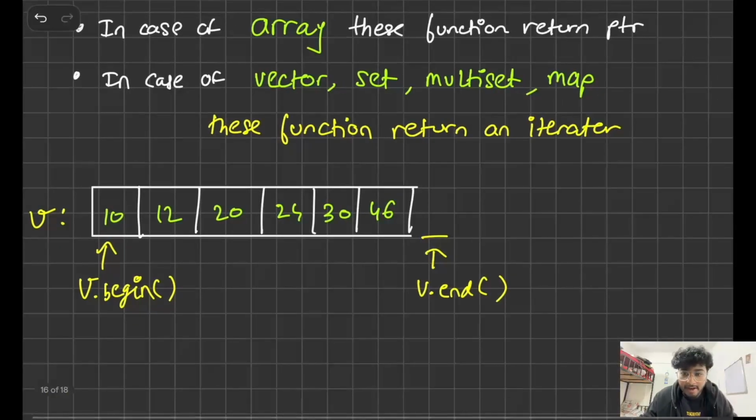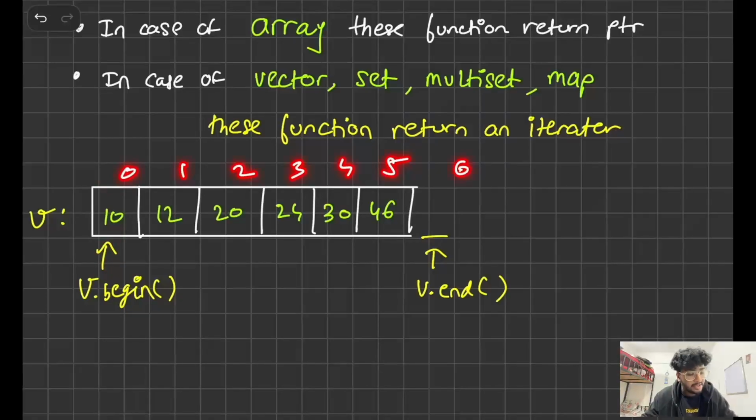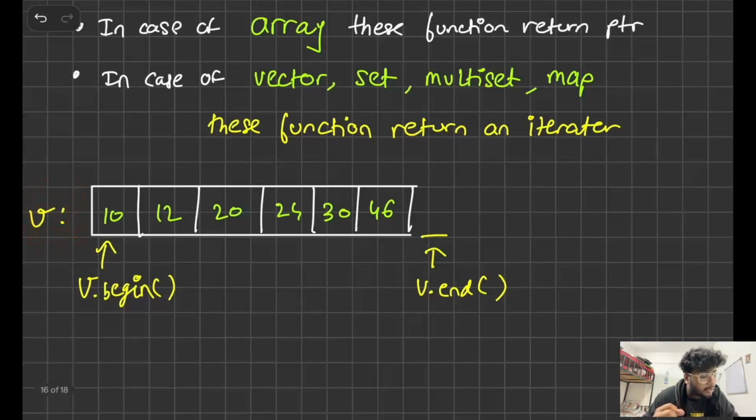Now in a simple vector, this is our zeroth element, and the indices are 0 1 2 3 4 5 6, right? The v dot begin iterator denotes the zeroth element of our array. Not the index, it is an iterator, so it is similar to a pointer. What it stores internally is an address, which is where it points to. And v dot end, where v is the name of the vector, would not denote the last element of the vector, but instead just one address after the last element.